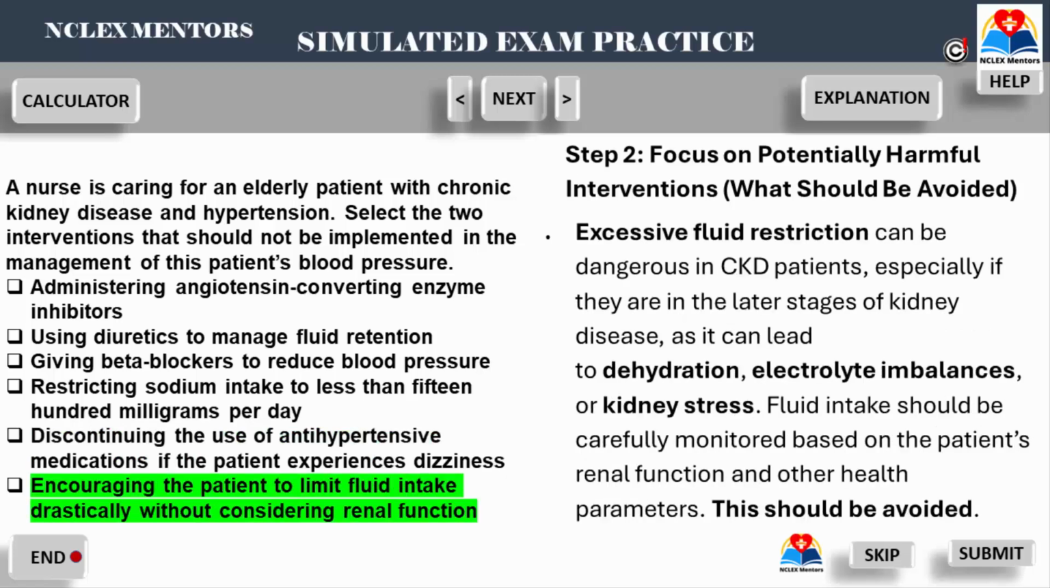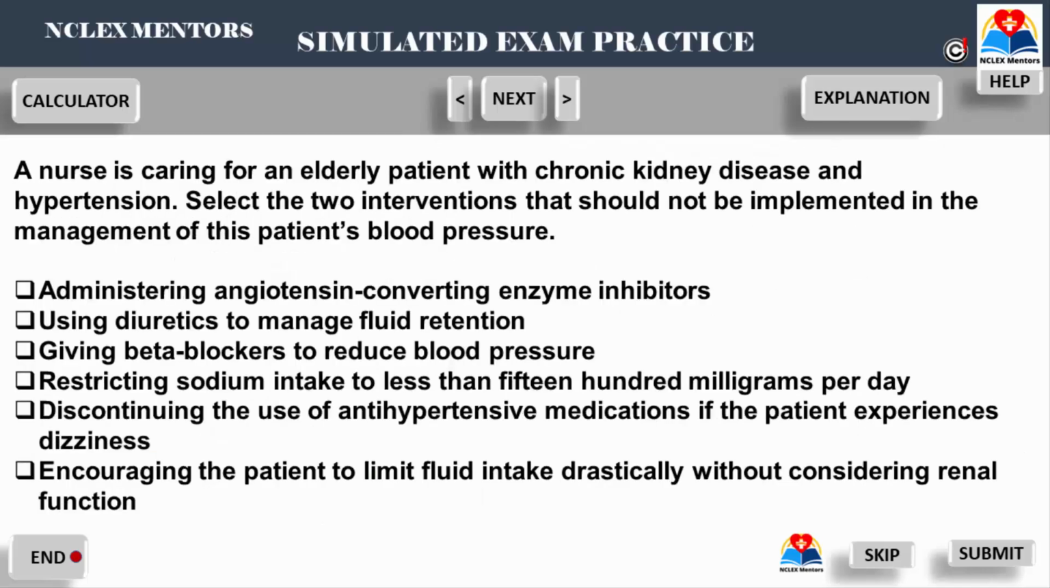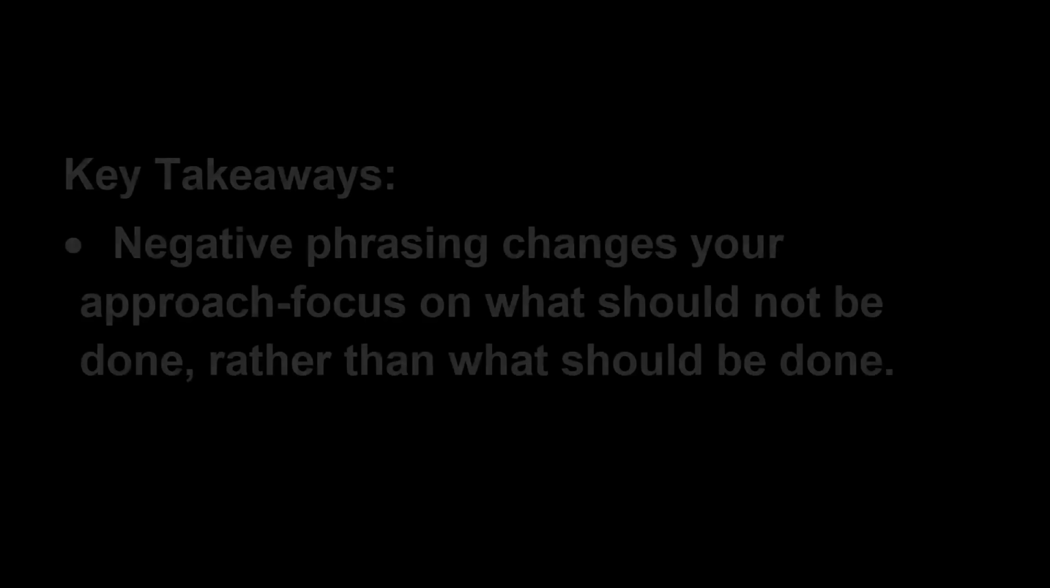Encouraging the patient to limit fluid intake drastically without considering renal function. Sounds like a safe move, right? Wrong. Drastic fluid restriction can cause dehydration and kidney stress. Fluid intake should be adjusted based on renal function, not just blindly restricted. This should be avoided. This is a correct answer. The two interventions that should not be implemented are restricting sodium intake to less than 1,500 milligrams per day, and encouraging the patient to limit fluid intake drastically without considering renal function. Key takeaways.